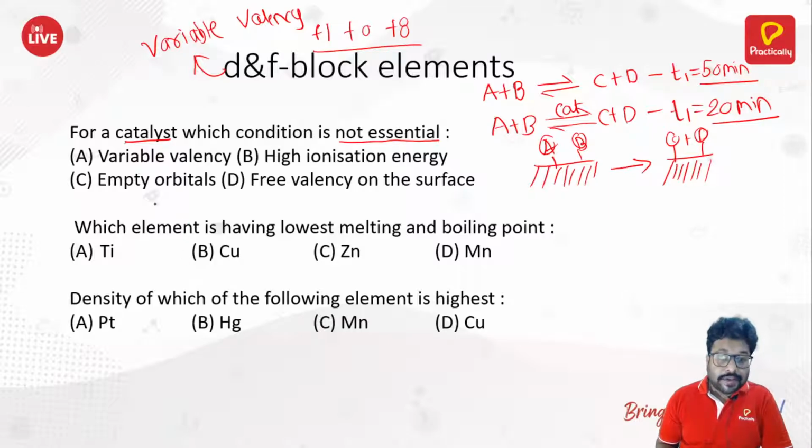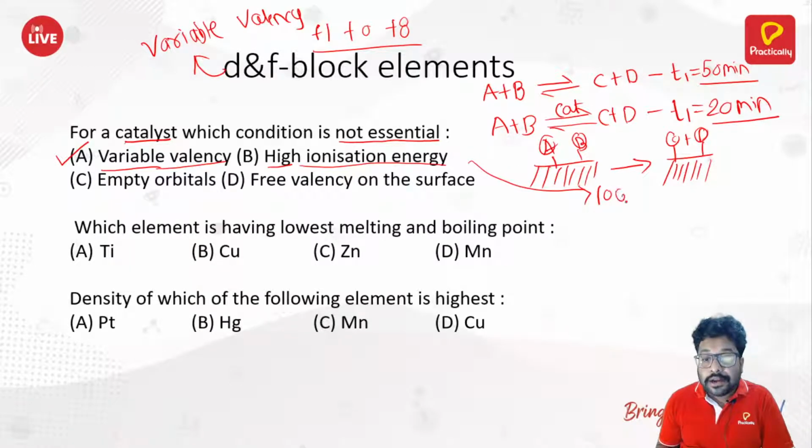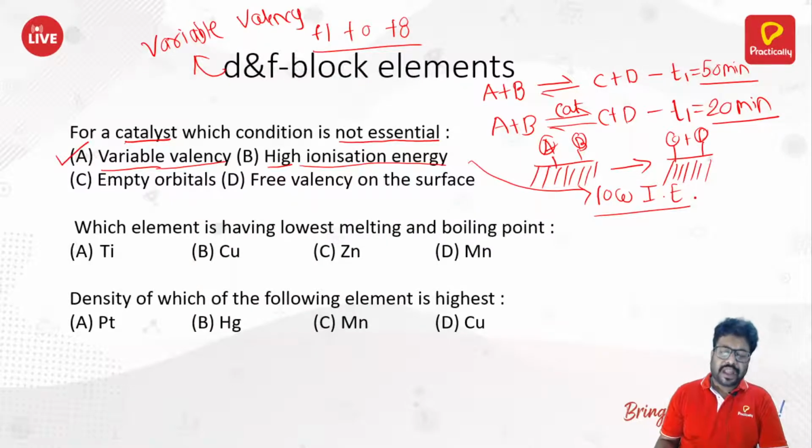That is why variable valency is an important condition. Second, high ionization energy. This condition is actually not required. Your compound should have a low ionization energy; sometimes whatever ionization energy it has doesn't matter at all. Thirdly, empty orbitals. It does need to have empty orbitals.